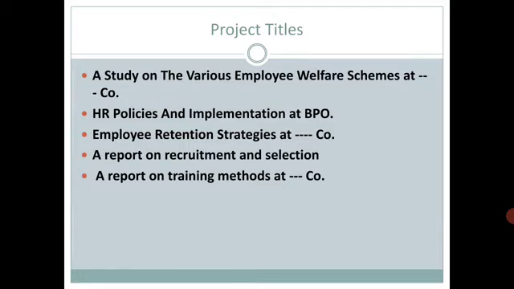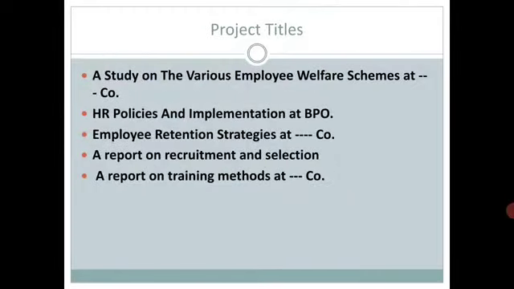Okay, so whenever we consider the first point which you will be including into your project report, that is introduction to the topic. Here what you are required to do, whatsoever title you highlight, you are supposed to introduce that title.